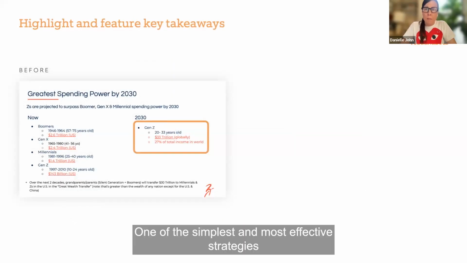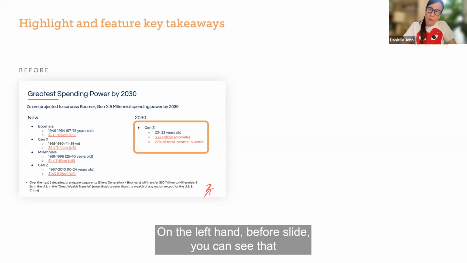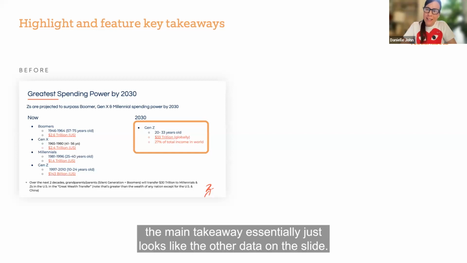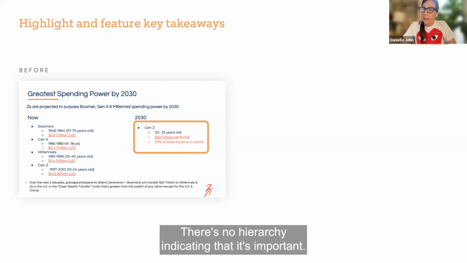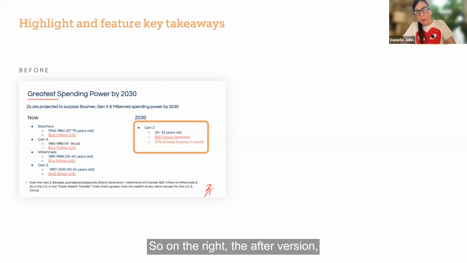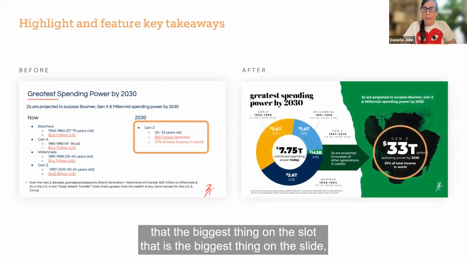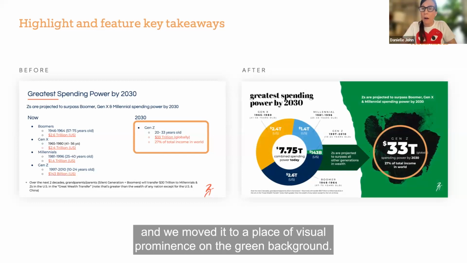One of the simplest and most effective strategies is to make your key takeaway pop. On the left-hand before slide, you can see that the main takeaway essentially just looks like the other data on the slide. There's no hierarchy indicating that it's important. So on the right, the after version, we made it the biggest thing on the slide, and we moved it to a place of visual prominence on the green background.